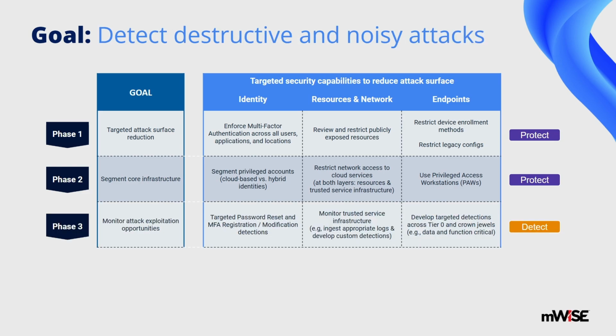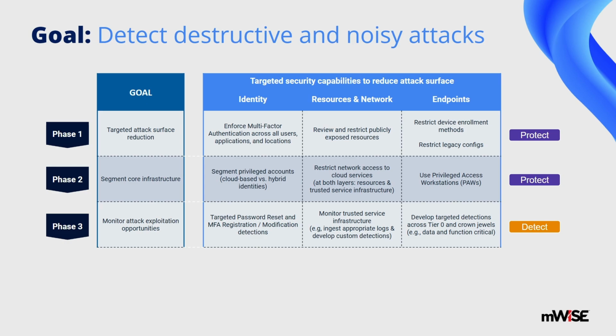And then we move to phase 3, where we want to make sure that we have the right detections in place in case controls in phase 1 and phase 2 fail us. Across the identity, we want to build targeted password reset and MFA registration modification detections, looking at all modifications across our privileged identities, but also building detections to account for any abnormal changes across our end users. And if you want to take this up a notch, then monitor for leaked or compromised credentials.